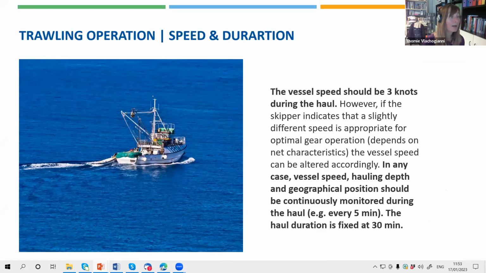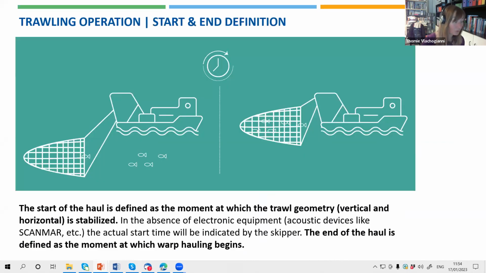And also, in order to have comparable data, this data needs to be obtained with relatively comparable trawling operations. So basically, the trawling vessel should have a speed of 3 knots while performing its haul. Also, information regarding the vessel speed, the hauling depth and the geographical position should be continuously monitored, and the entire haul duration should correspond to 30 minutes of trawling.